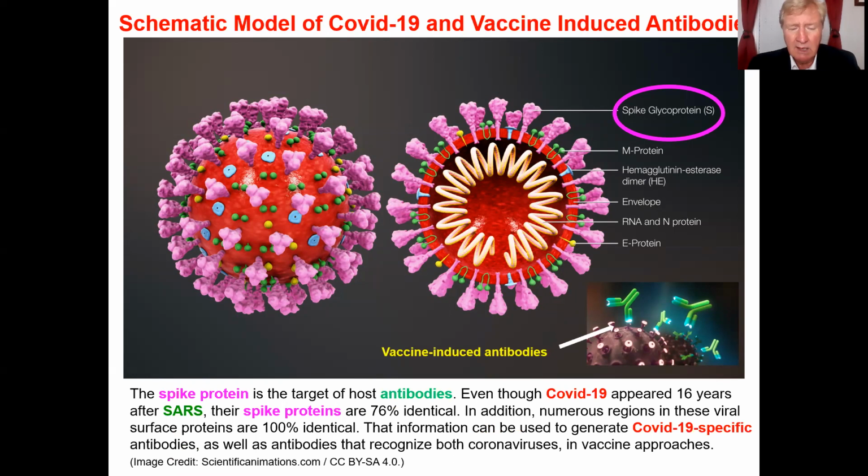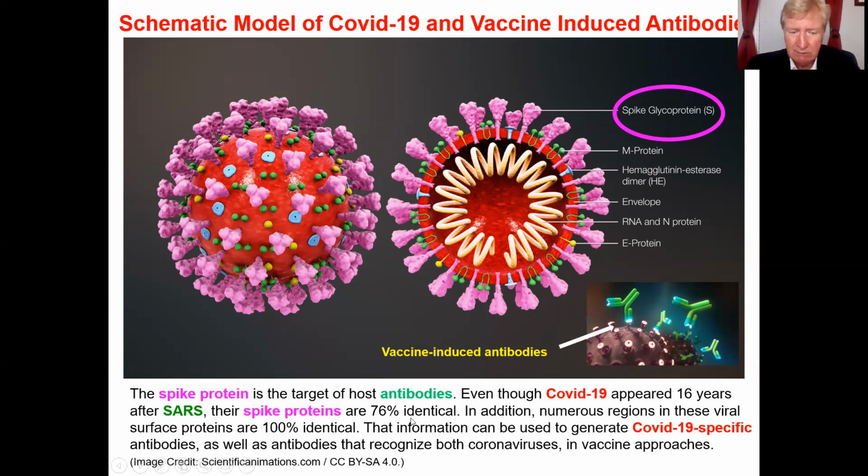Now, on this slide is a model of the outer surface of COVID-19 and a cutaway of what is going on in its surface. All the action, all the antibodies that are being generated by the various vaccines are attacking this protein on the cell surface known as the spike protein. And the reason for this is twofold. One is because of its location on the outer surface of the virus, and two is that this is the part of the virus that it uses to infect human cells.